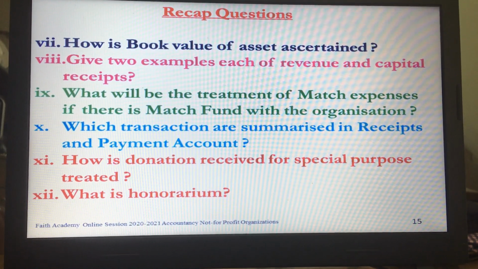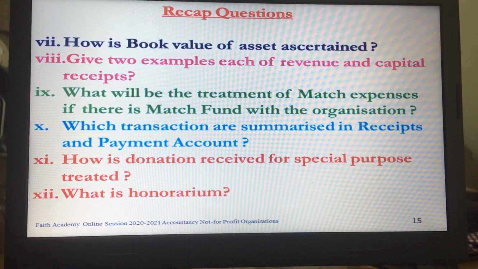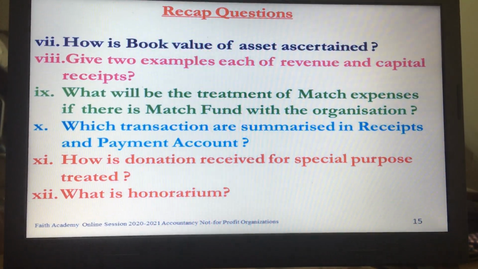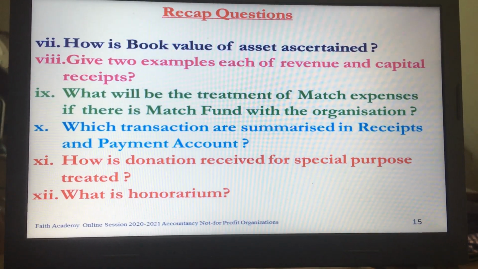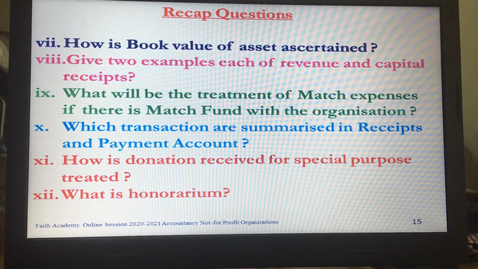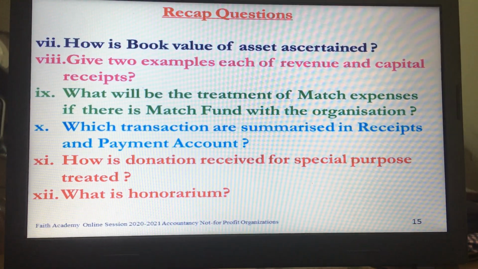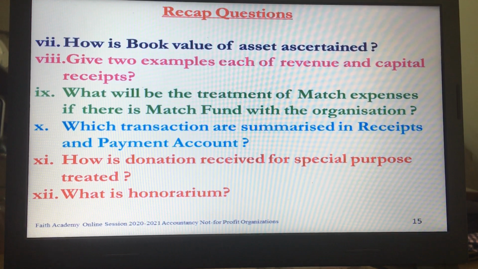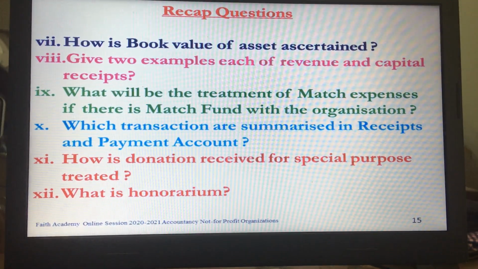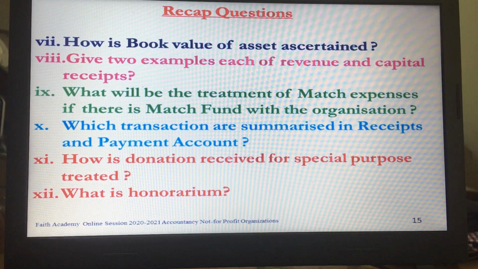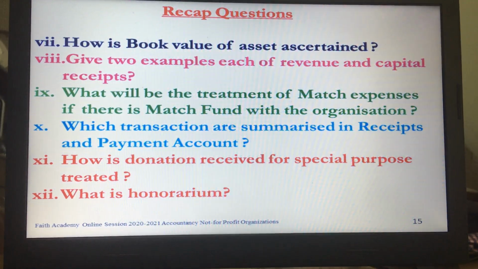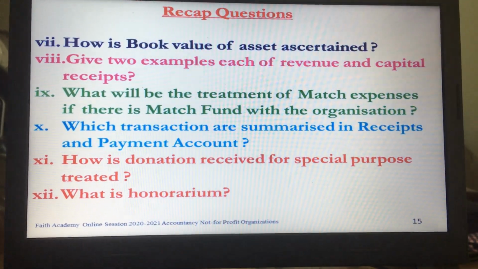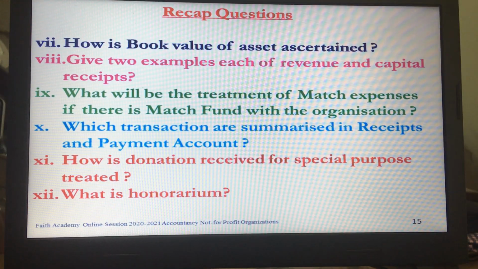Give two examples each of revenue and capital receipts. What will be the treatment of match expenses if there is match fund with the organization? Which transactions are summarized in receipt and payment account? How is donation received for special purpose treated? What is honorarium?